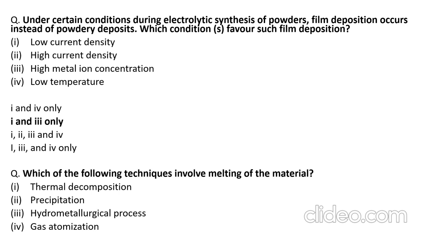Now, the next question is which of the following techniques involves melting of the material? Because we are involved with powder metallurgy. The thermal decomposition, precipitation, hydrometallurgy, or gas atomization. Which of the following involves melting of the material?